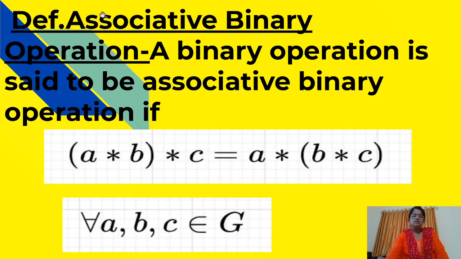Now we will see the definition of associative binary operation. A binary operation is said to be an associative binary operation if (A star B) star C is equal to A star (B star C) for every A, B, C belonging to G. Now we will see the example of associative binary operation.